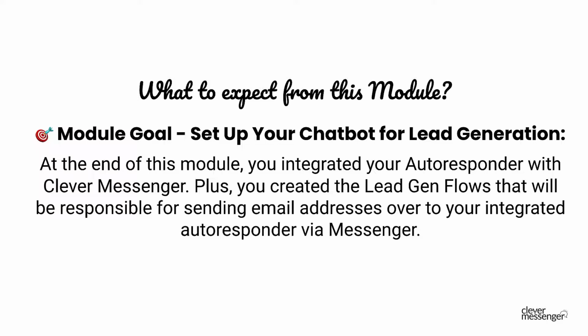And in order to help you with that, we have all these cool little training videos giving you all the information you could possibly need to attain these action points, attain these goals, and by doing so completing the module goal. What is the module goal right now? At the end of this module, you integrated your autoresponder with Clever Messenger, plus you created the lead gen flows that will be responsible for sending email addresses over to your integrated autoresponder via Messenger.